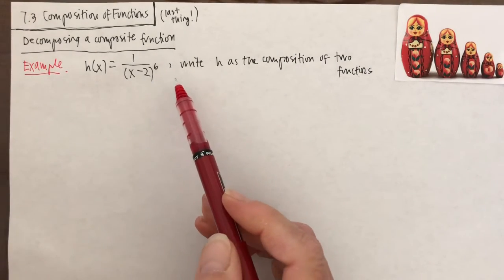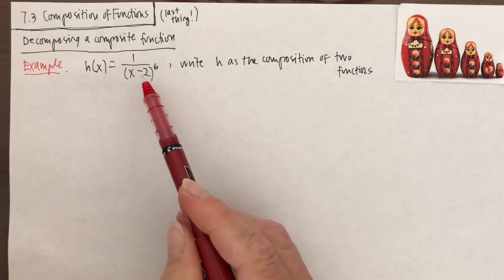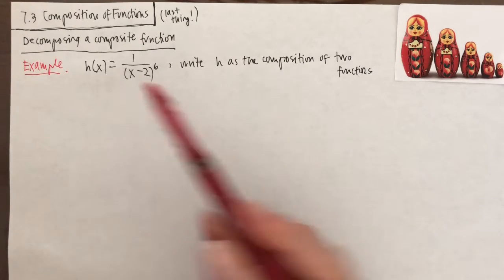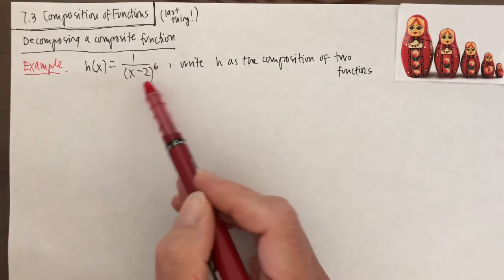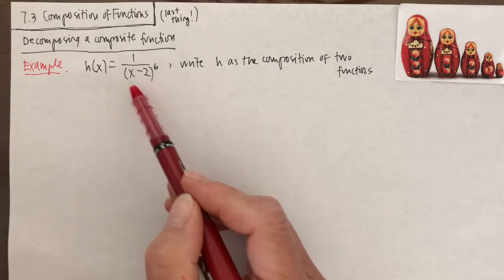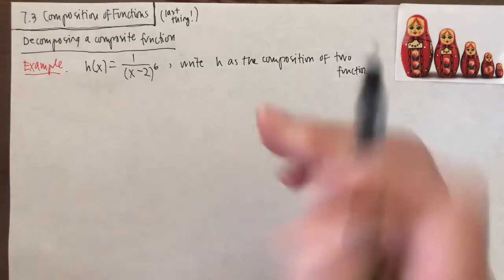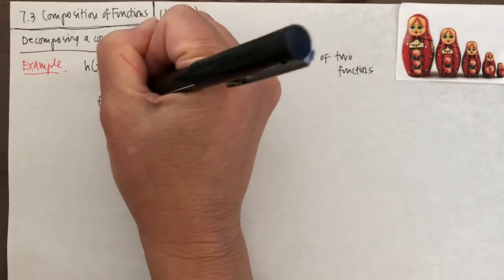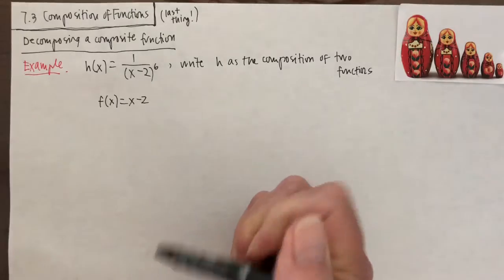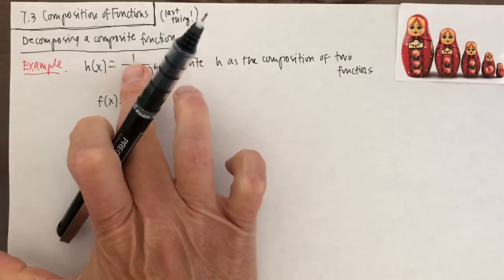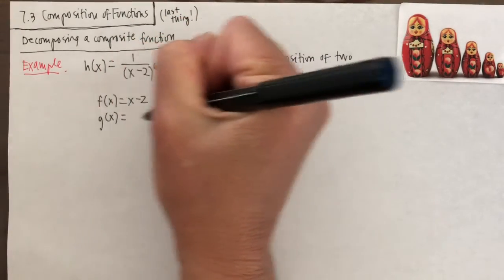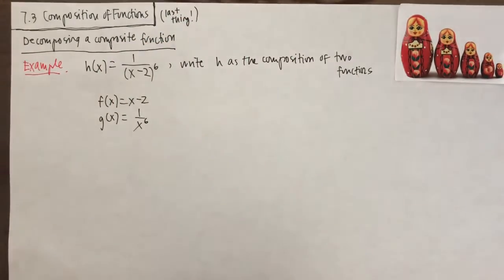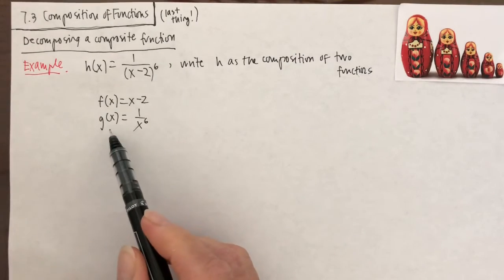These types of examples usually have multiple right answers, but we'll go over some possibilities here. When I see this function, I see 1 over something raised to the 6th power. So maybe the part inside the parentheses could be one function: f of x equals x minus 2. If I think of that as a block, then I have 1 over something raised to the 6th power. I could think of g of x as 1 over something raised to the 6th power. And then I can compose these 2 functions.